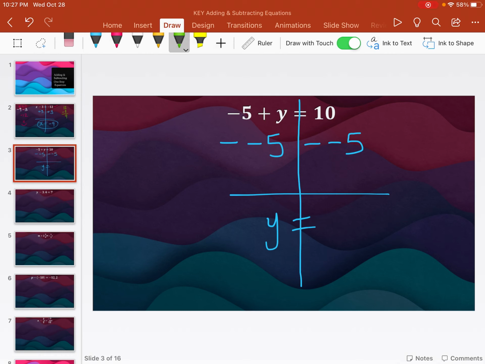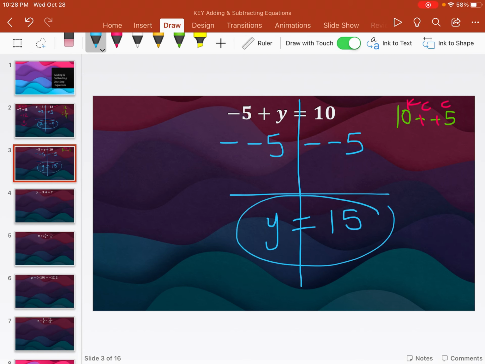And then over here, those kind of cancel out. I get y. On the right side, I am going to actually do that. So if it's 10 minus negative 5, and I keep change, because it's a subtraction problem, it's really 10 plus positive 5. Well, 10 plus 5 is just 15. So y equals 15. I could substitute this back in just to check my work.